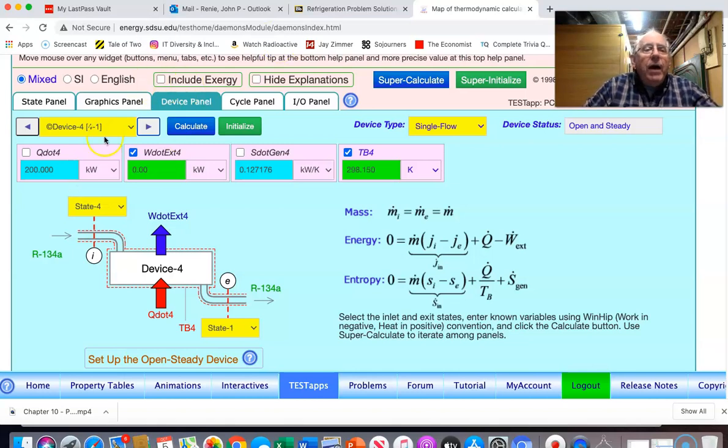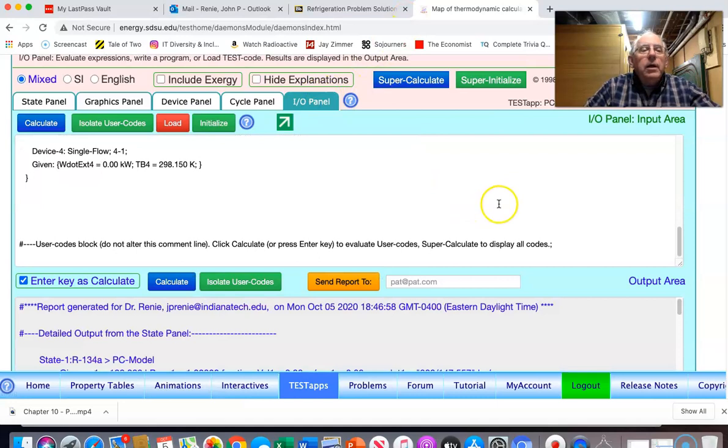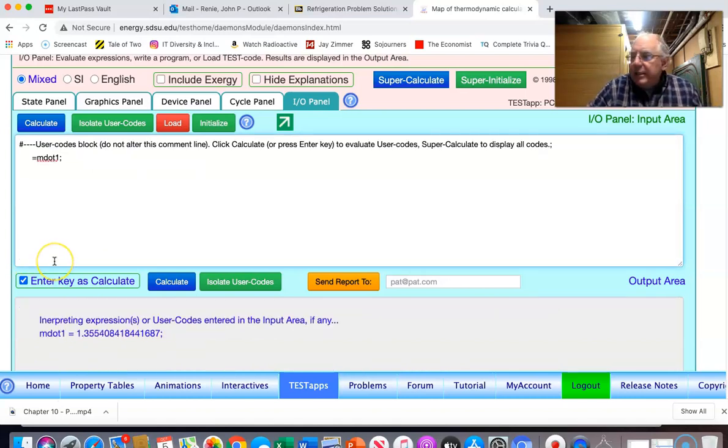And so we now have it set up. We have figured out what the flow rate of the refrigerant should be. If we wanted to go back to the I/O panel, we can say, go ahead and print out for us the M.1. And we see that the answer is 1.355.